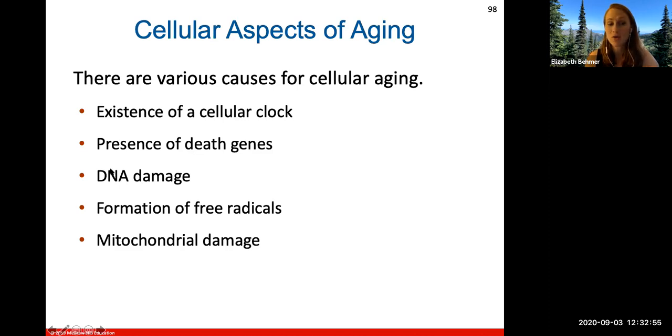DNA damage. We talked about mutations. Damage to DNA can come from UV rays from the sun, which can cause skin cancer. Damage can be something else external. If you think about the Chernobyl explosion, or when America dropped the bomb on the Japanese in World War II, the people who were affected had damage to their DNA. Also, formation of free radicals that aren't able to be taken care of, and mitochondrial damage.